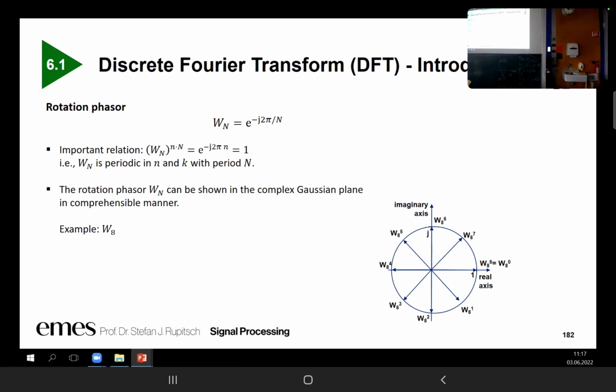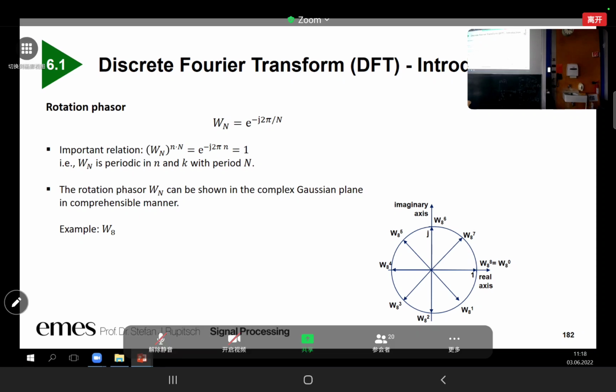Discretization, the period N, in the time domain and the frequency domain. Here it is shown for the example that we have 8 discretization points, and it's not completely symmetrical, but you can imagine it. It should be a circle with 8 elements.